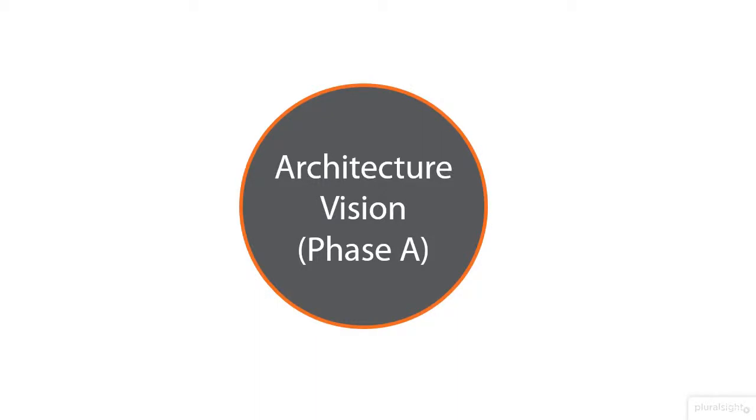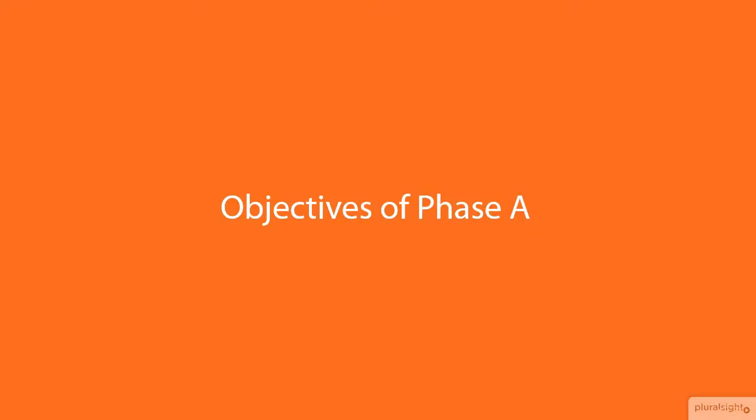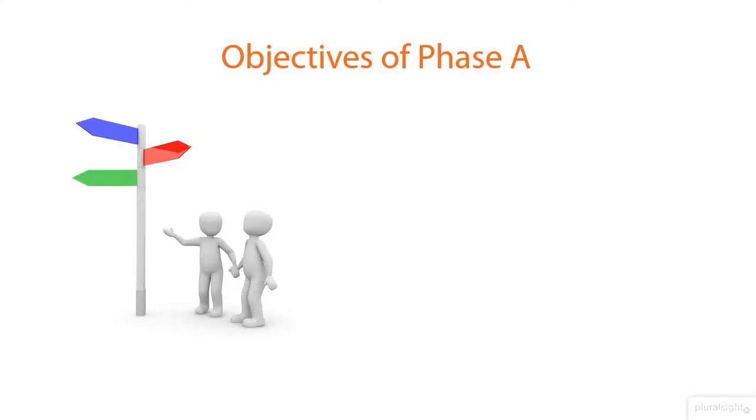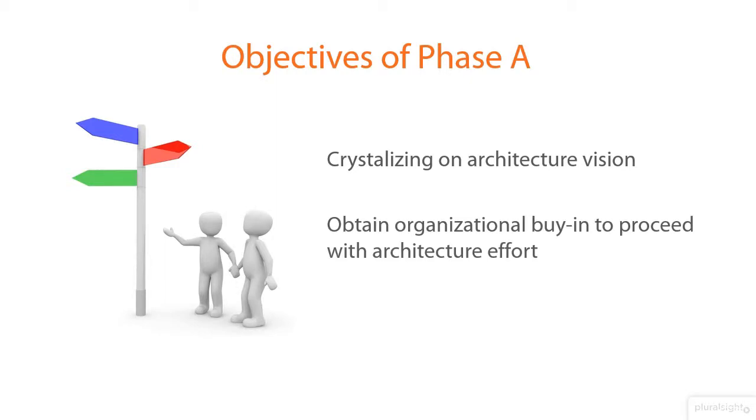The architecture vision phase is the first phase of the architecture development method. This phase is undertaken based on the consensus arrived at, as well as the outcomes and findings of the preliminary phase. The objectives of this phase are essentially twofold. One, to crystallize the architecture vision which began taking shape in the preliminary phase, and secondly, to obtain organizational buy-in required to move ahead with the proposed architecture development work.